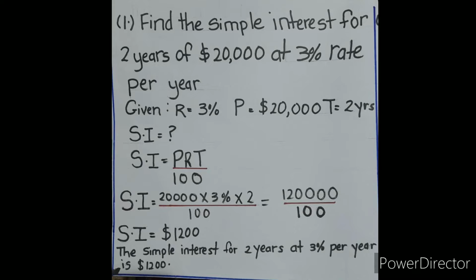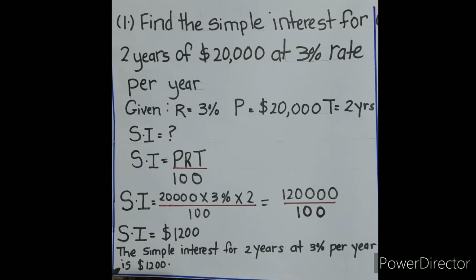Find the simple interest for 2 years of 20,000 at 3% rate per year. First, we have to see what is given in the question, right? What is given? Anyone? Okay, here we have R, which is rate, is given as 3%. P, which is principal, we get 20,000, and T is the years. We have 2 years, but we did not get SI, which is the simple interest.